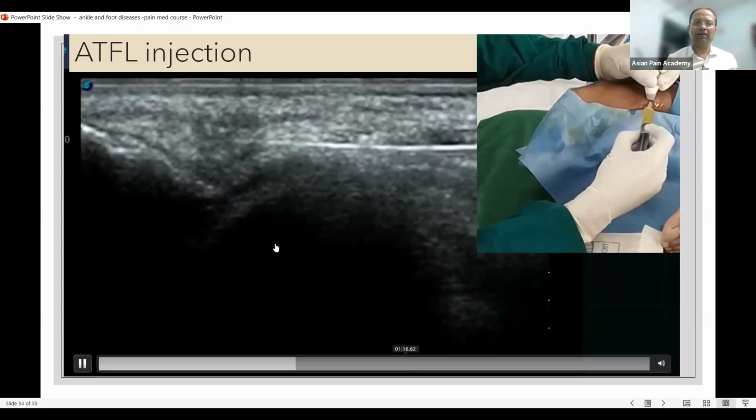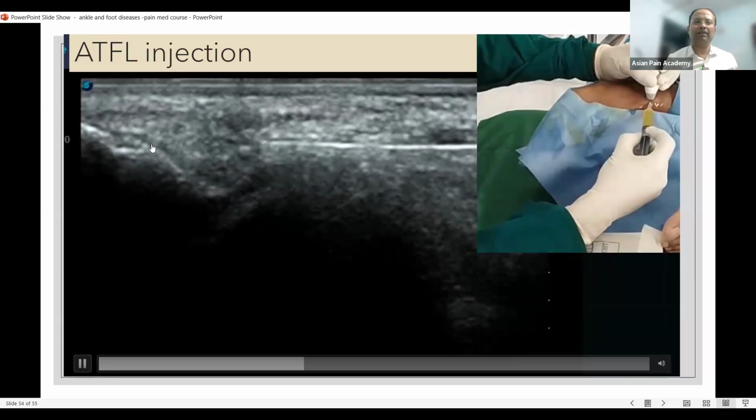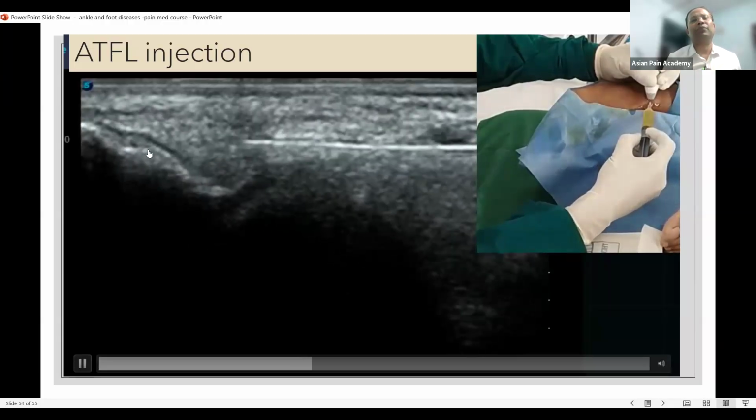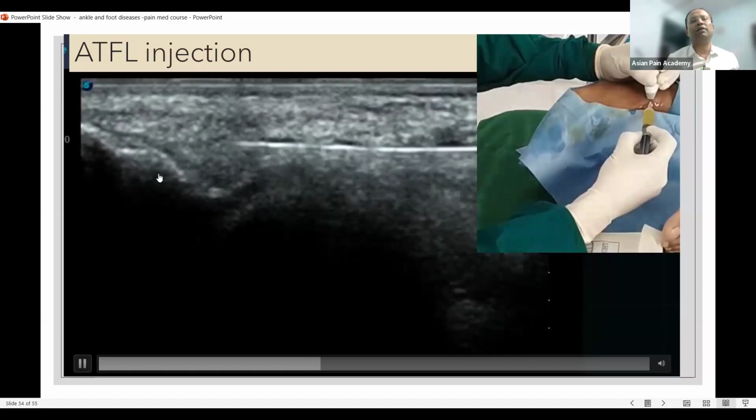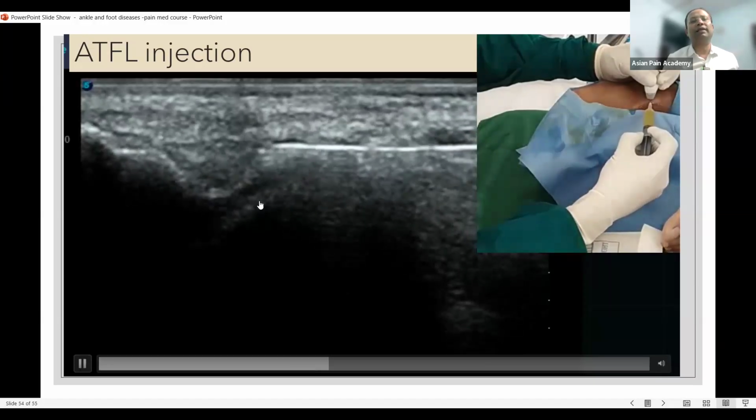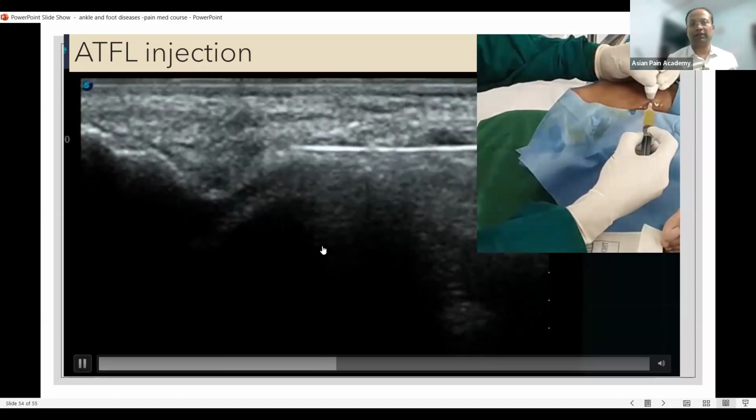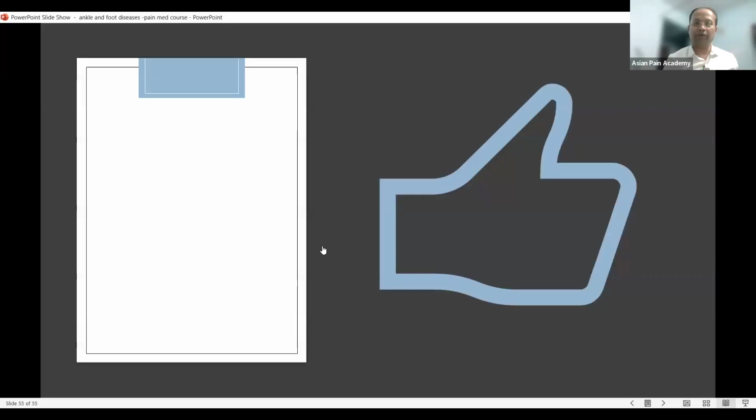Okay. So you can understand that this is between the fibula and talus. Okay, fibula and talus, talofibular ligament. Okay, so this much only. Anyone have any question? You can ask.